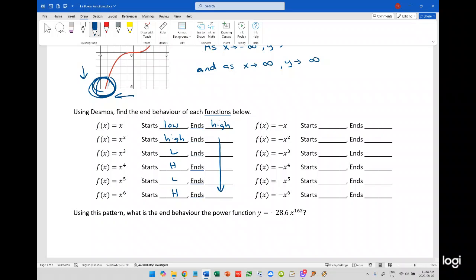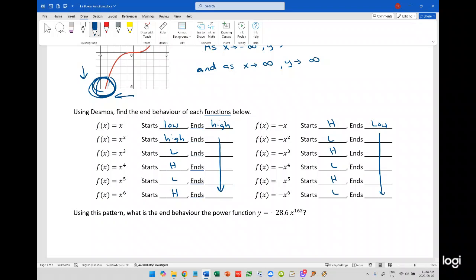And if the coefficients are negative, we always end low. And we started off high and ended low, high, low, high, low. Forgive my abbreviations. I'm really lazy and hate writing more than I have to.